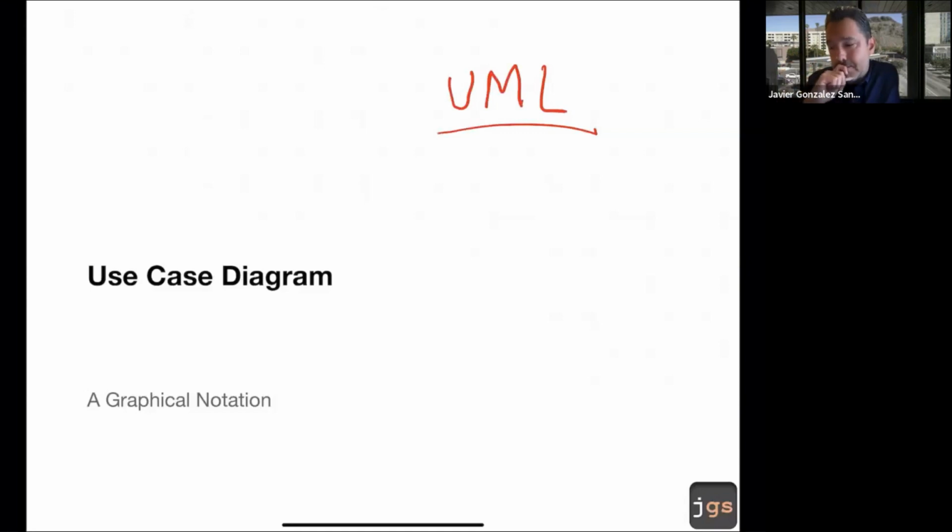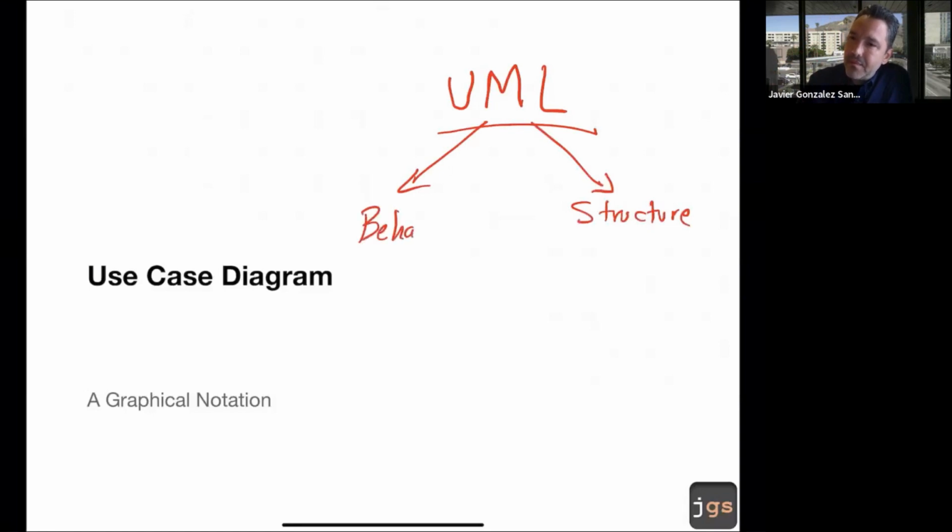So guys, UML. In UML, you have two big categories of diagrams. Hopefully you remember. You have diagrams to represent the structure of your project, and you have diagrams to represent the behavior of your project. Two big categories. I am not talking about behavior diagram and structure diagram. No, I am talking about categories. The diagrams are going to be here.